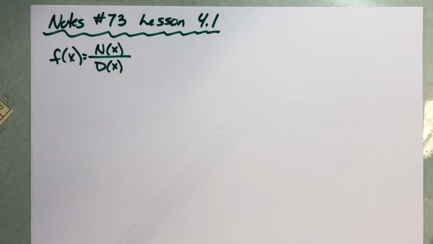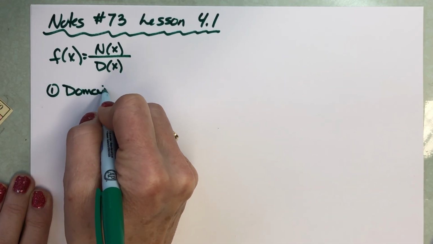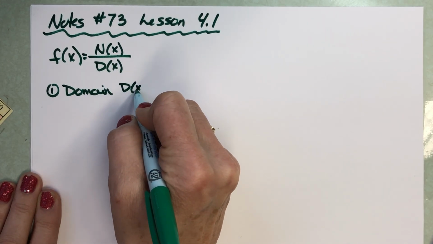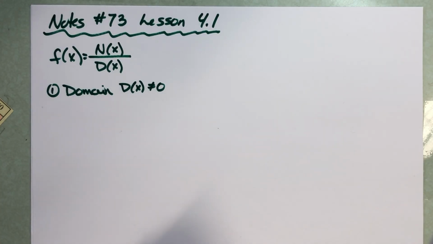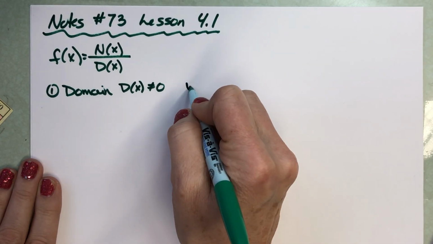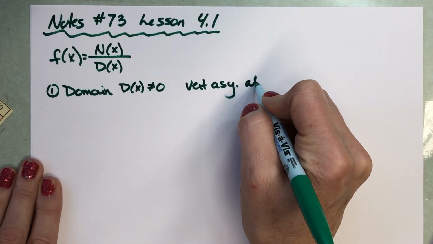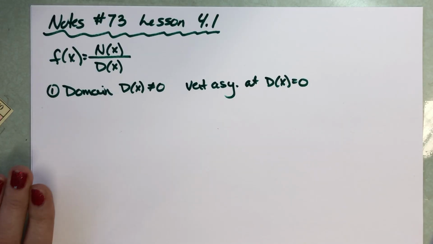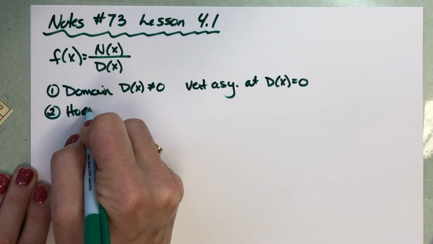So we have a couple things we need to think about. The first thing you need to always think about is your domain. What is that domain going to be? Remember your denominator here, your d of x, cannot equal 0, okay? So we're going to do something so we remember not to put anything there. We're going to put a vertical asymptote wherever d of x is equal to 0. So that's the first thing you're going to do with your fractional function, or your rational function as we call it. The second thing we're going to think about are our horizontal asymptotes.